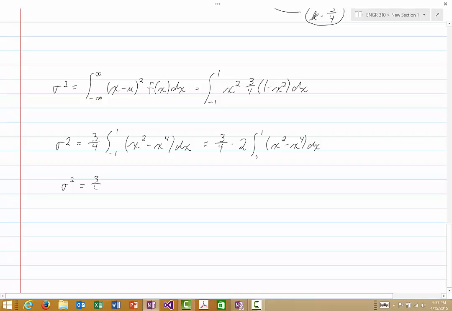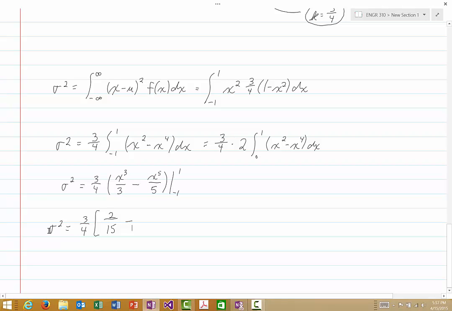So we will get 3/4, and then when we integrate x squared, we'll get x cubed over 3. And when we integrate x to the 4th, we get x to the 5th over 5. And that's from -1 to 1. And therefore, sigma squared is going to be 3/4 times, at the upper limit of 1, we get 1/3 minus 1/5. And let's see, I guess that will be 5/15 minus 3/15. So that's the same thing as 2/15.